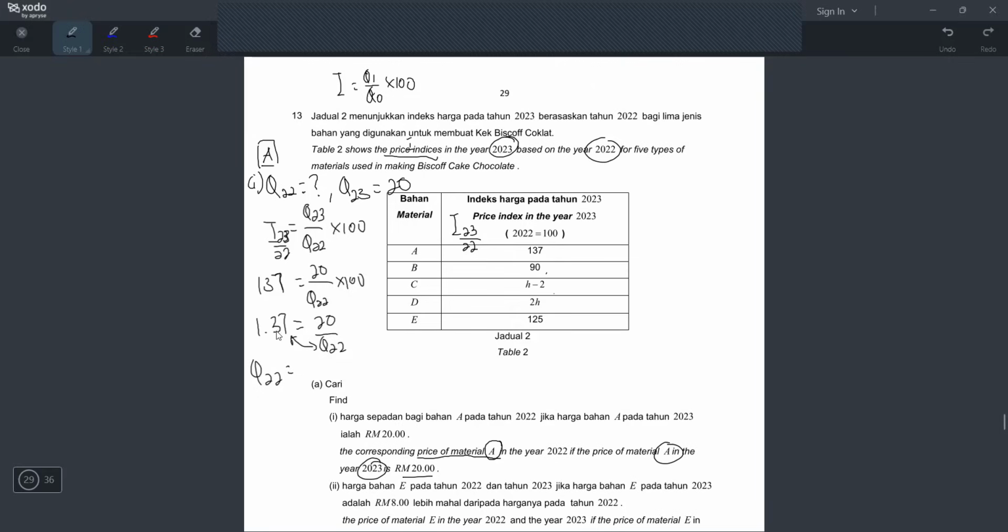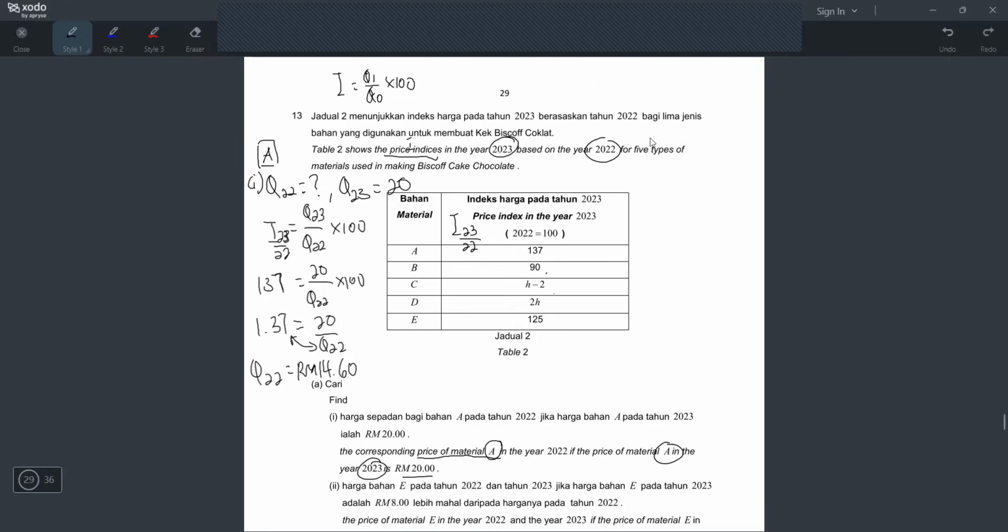This one you can swap places. So divide becomes multiply, multiply becomes divide. 20 divide 1.37, press calculator. RM 14.60. Make sure you write RM because this is price. So 14 ringgit 60 cents. That's what it means, right?